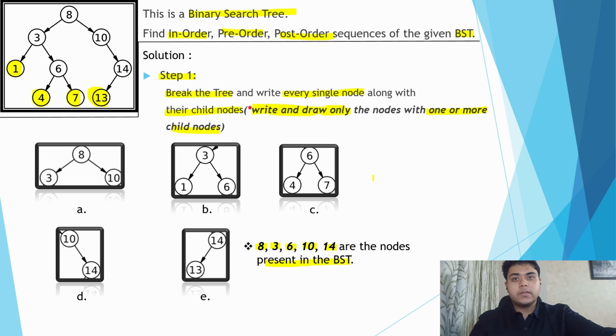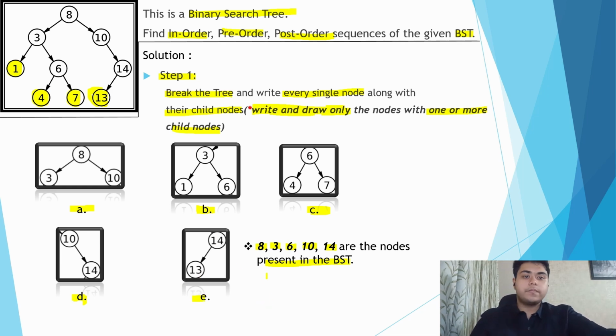to draw those nodes. So node 8, as you can see in A, I have drawn along with the child nodes. What did I write? Write and draw only the nodes with one or more child nodes, and you have to draw every single node along with its child nodes. That means for node 8 we have to write the child nodes as well: 8, 3, 10. Then 3 is a node, we drew 3, 1, 6. 6 is a node, we drew 6, 4, 7. 10 is a node, we drew 10 and 14. 14 is a node, we drew 14 and 13.